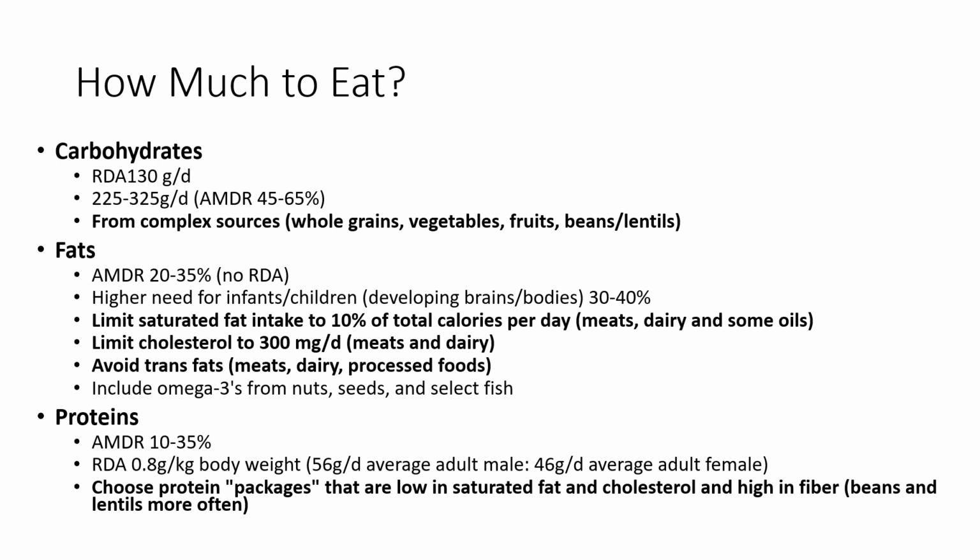So how much to eat? Just kind of going back through carbohydrates, fats, and proteins. For carbohydrate, the RDA is 130 grams, but the macronutrient distribution range for a 2,000 calorie diet would be 225 to 325 grams per day.